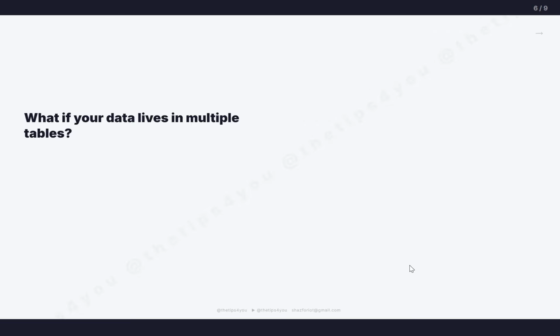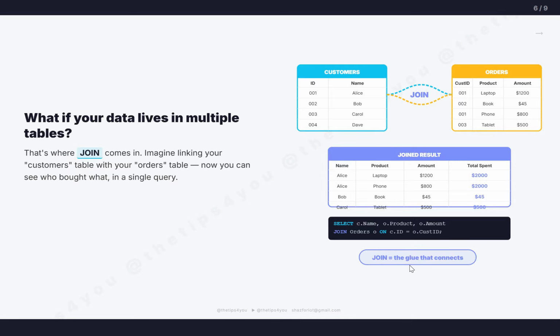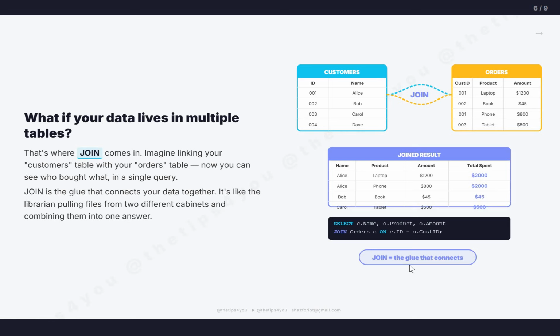Stay with me, the next part is where most tutorials stop explaining. What if your data lives in multiple tables? That's where JOIN comes in. Imagine linking your customer table with your orders table. Now you can see who bought what in a single query. JOIN is like glue that connects your data together.